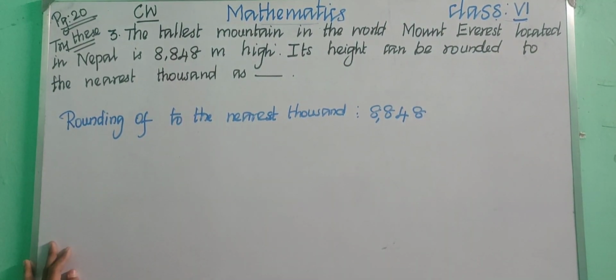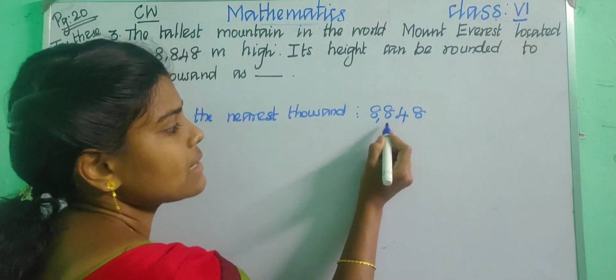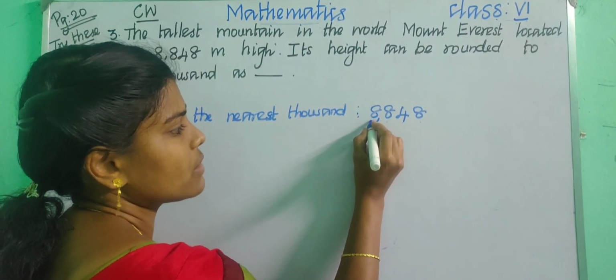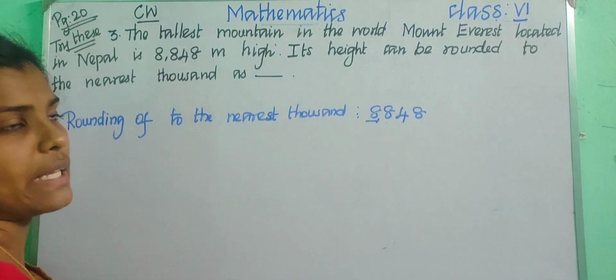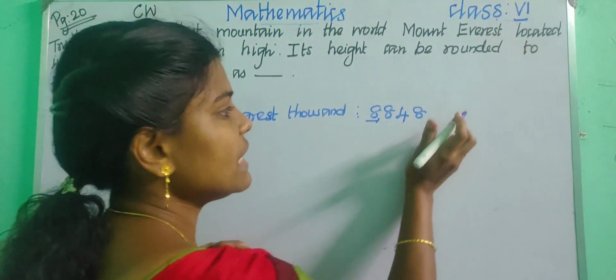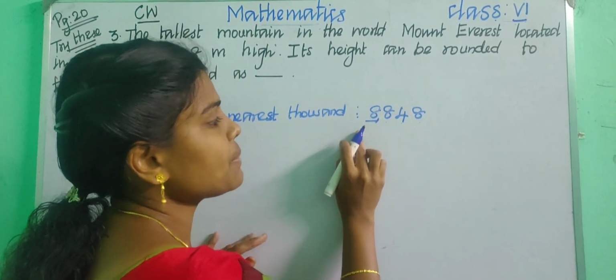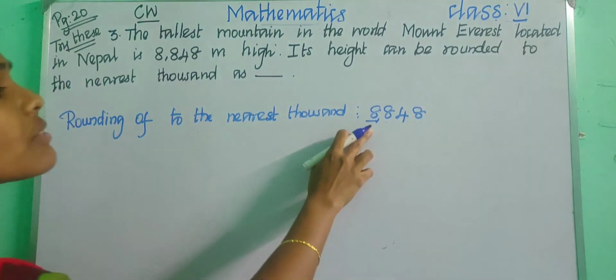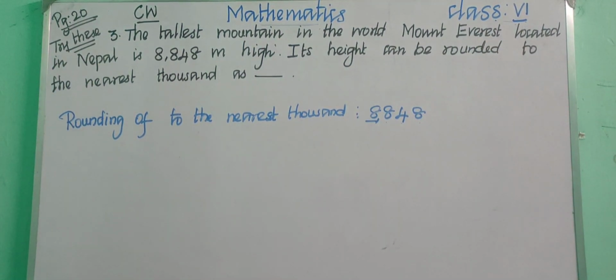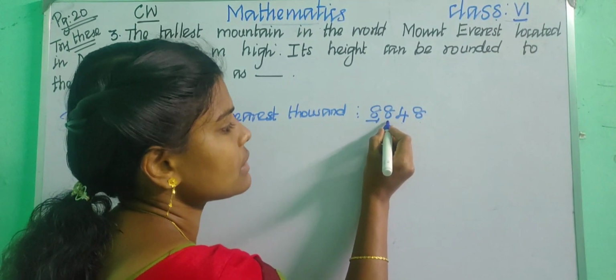So let us mark the thousands place. It's ones, tens, hundreds and thousands. This one is the thousands place. So what do we need to do? We need to check the next place, which we are going to round off. Okay, நம்ம round off பண்ண போறதோட next place நம்ம வந்து choose பண்ணணும்.